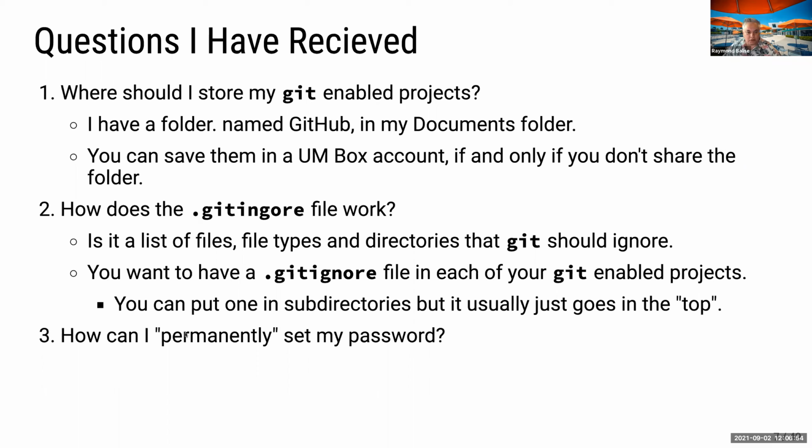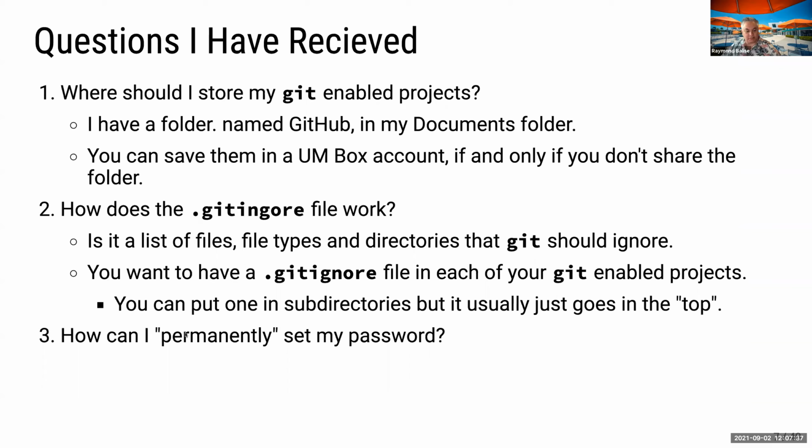I also got a bunch of questions about how the gitignore file works and why it is such a big deal. Again, the key thing is it keeps track of files that should not be shared outside of the university. The gitignore file that I offered you has a list of files and file types and directories that Git should not back up. You want to have a gitignore file in each of the Git enabled project folders. You can put it in a subfolder if you want, but it's weird to do that. Most people just put a single .gitignore at the top of every file structure.